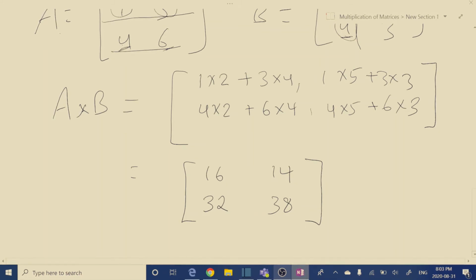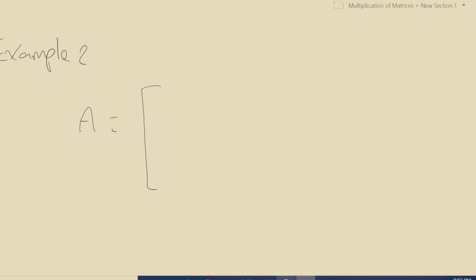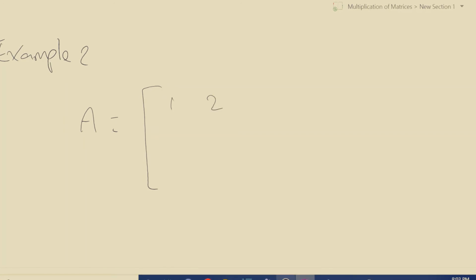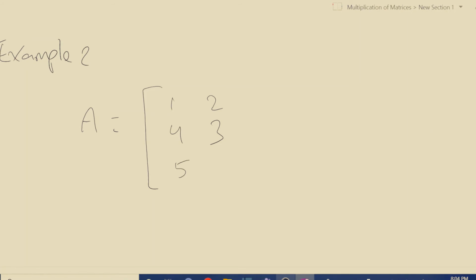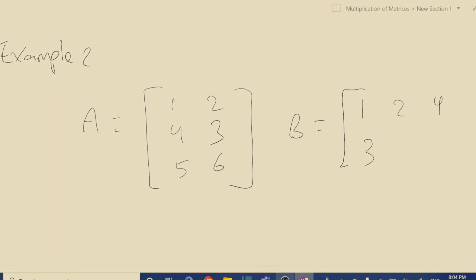Let us do one more example. So example 2. Say matrix A is 4, 2, 1, 2, 4, 3, 5, 6. That is matrix A. And matrix B is 1, 2, 4, 3, 5, 6.